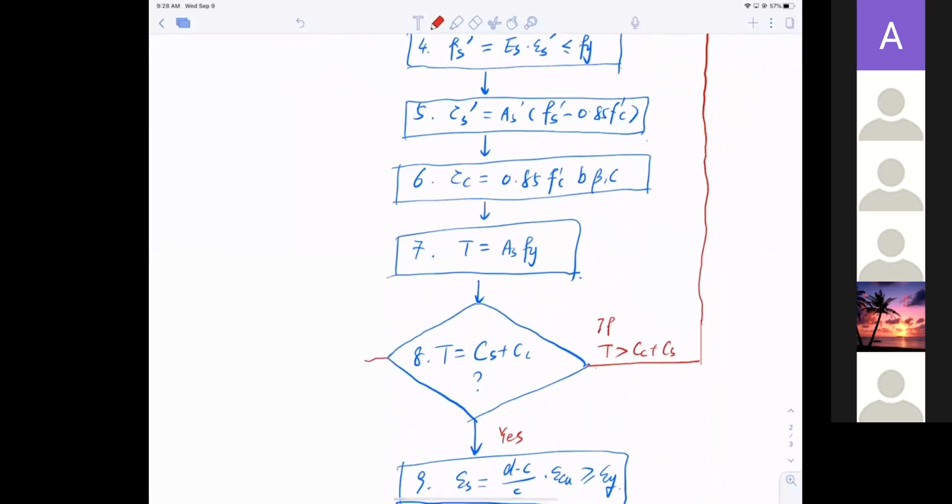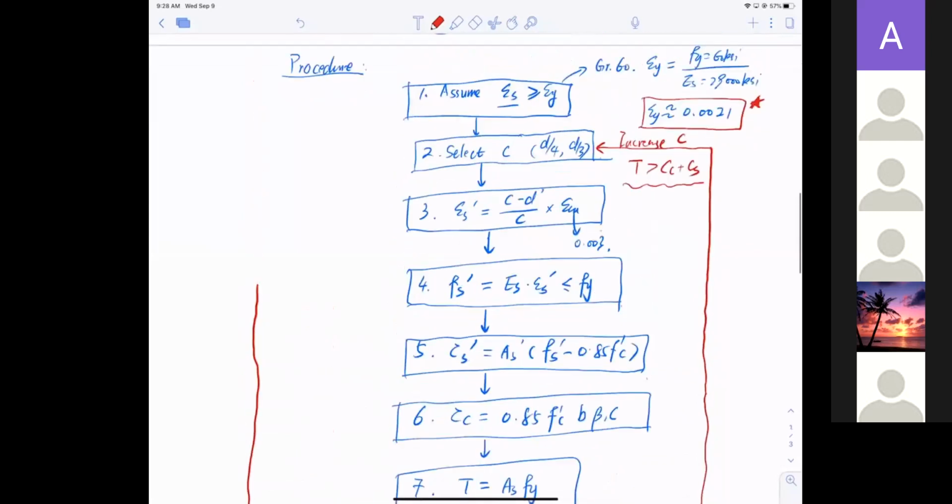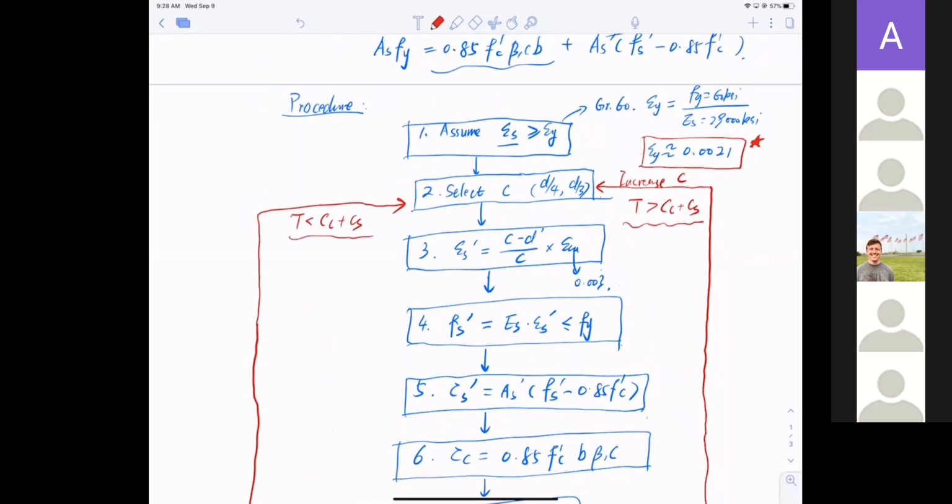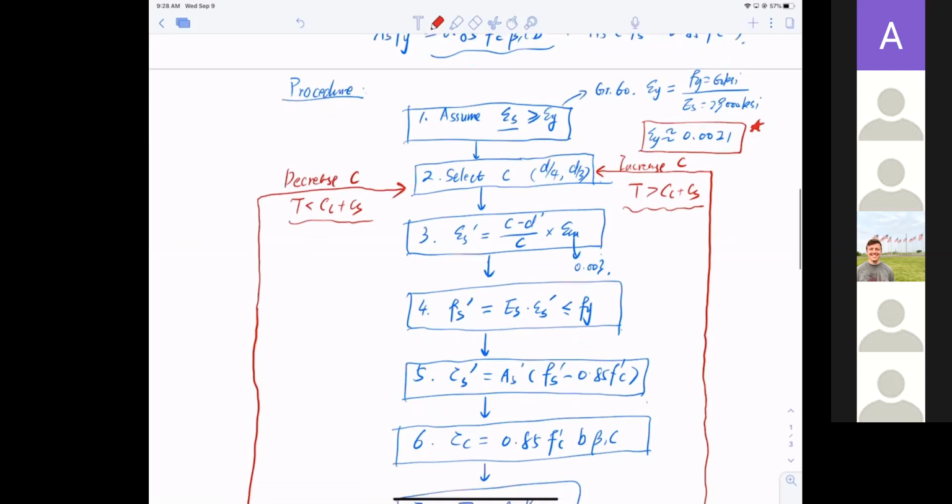Now, if it goes the other way, if tension is smaller than compression, I have to go all the way back again to step 2. So tension smaller than compression, what do I do? You would decrease C. That's a great answer. Thank you very much. Decrease C, and now I go through the whole loop again.